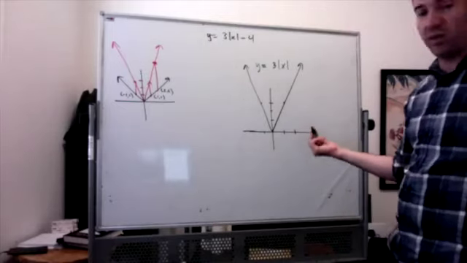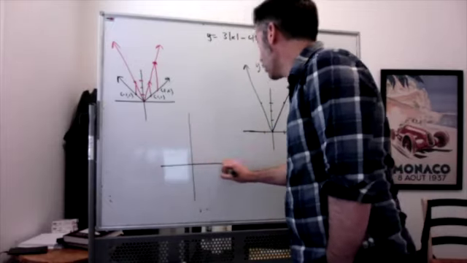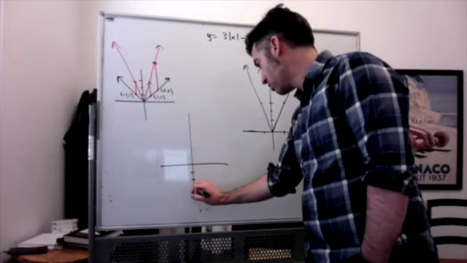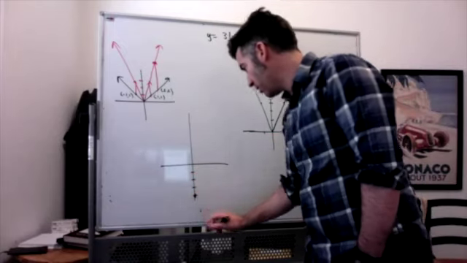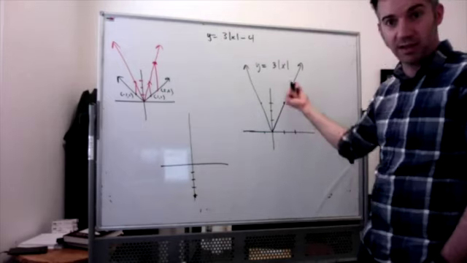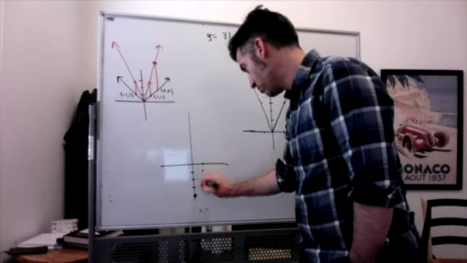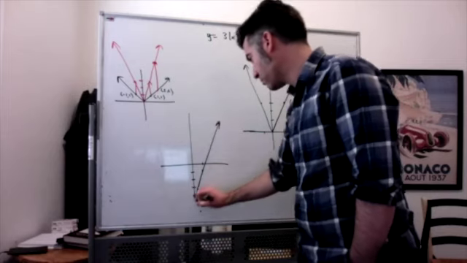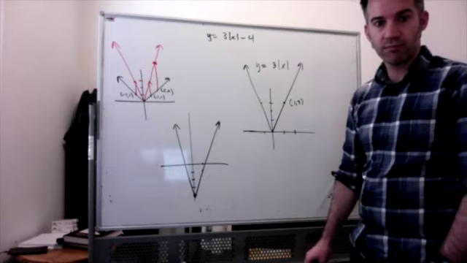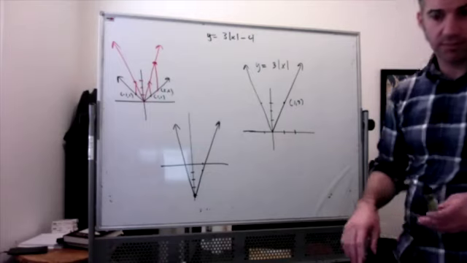And then finally, we're going to shift it down 4. So our final result here, I know the origin is going to go down 4. And then I would probably think, well, this point here, which was (1, 3), that's going to go down 4 as well. So it's going to be (1, -1). And there's my graph. Questions about this example?